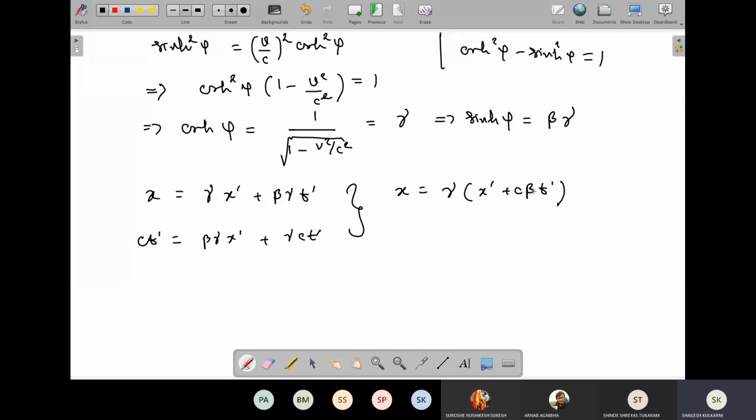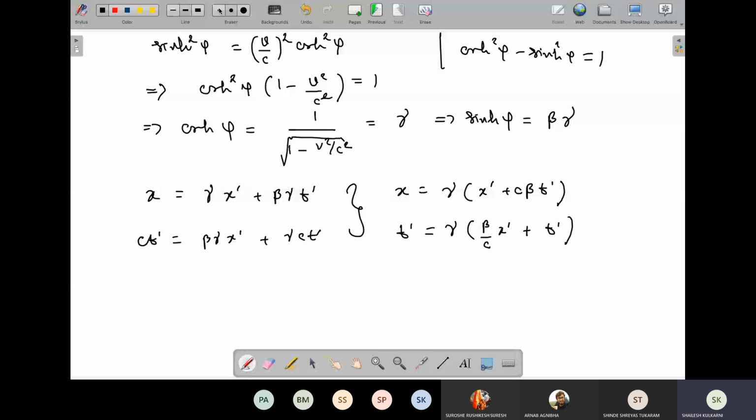Okay, and your t prime is equal to gamma, and it is beta by c, x prime plus, because there was c here, so I divide by c, so beta by c x prime plus t prime. So these are, sorry, it should not be t prime, it is t. So these are your familiar Lorentz transformations.